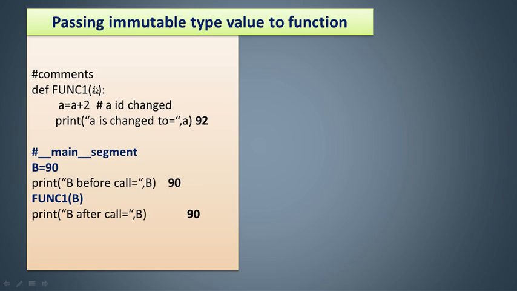So this is function 1. A is a formal parameter. Now what will this function do? It will increase the value of A by 2. So the ID will be changed, and this statement will be executed. So print A is changed to this, A will be 92. How will it come? Let us see.